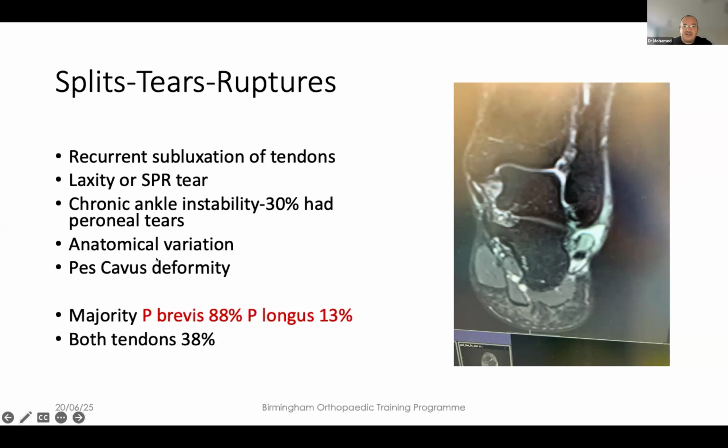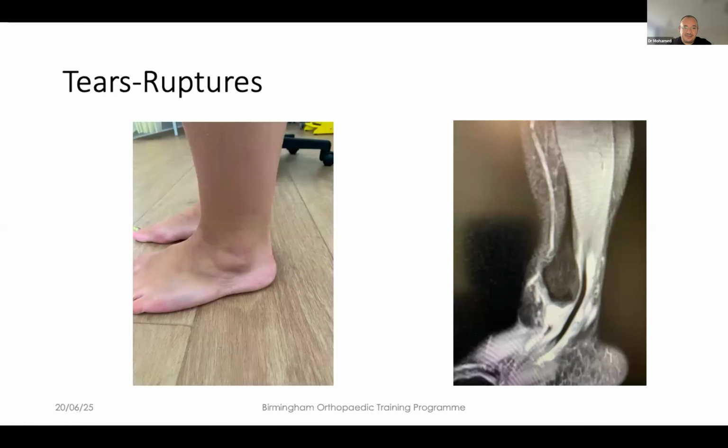If the patient has an anatomical variation like a low-lying belly of peroneus brevis or peroneus quartus, especially if the patient has a cavus foot with a lot of stress on the lateral ankle structures, the tendon will tear or rupture. Commonly it is the peroneus brevis tendon, 88% compared to peroneus longus. Sometimes both tendons are injured, at 38%.